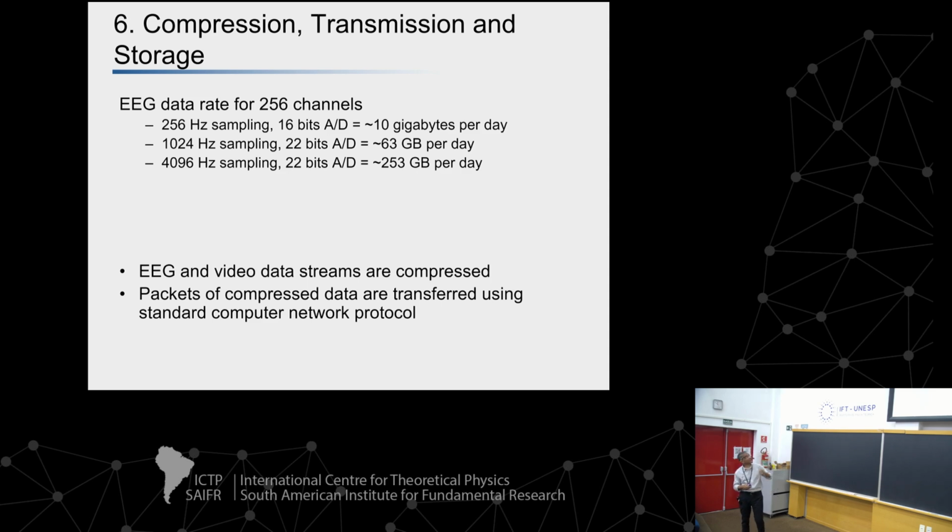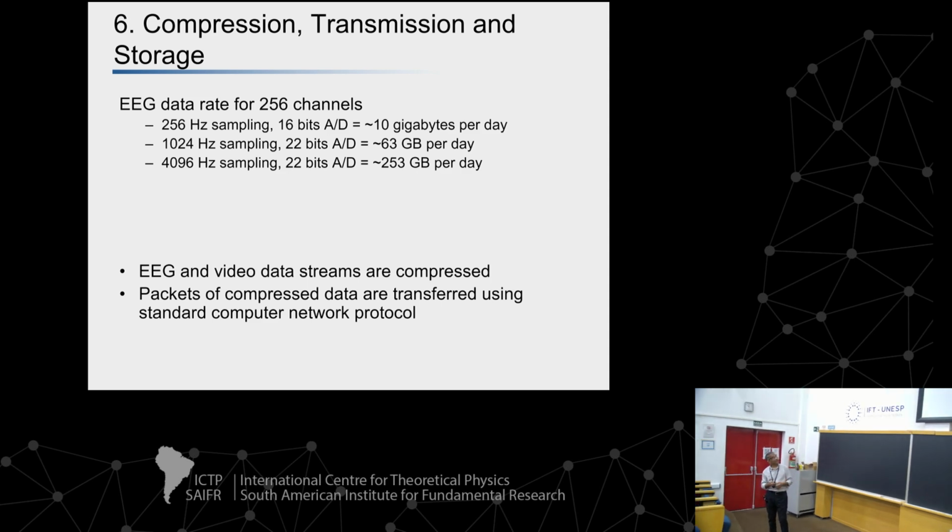If you're sampling at 256 hertz, you might be capturing roughly 10 gigabytes per day if you've got 250 contacts or so. At 1024 hertz, it's 63 gigabytes per day. At 4 kilohertz sampling, it's 250 gigabytes per day. So you're collecting a fair amount of data.